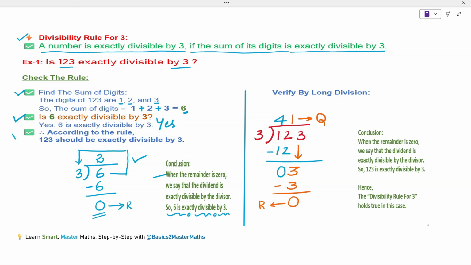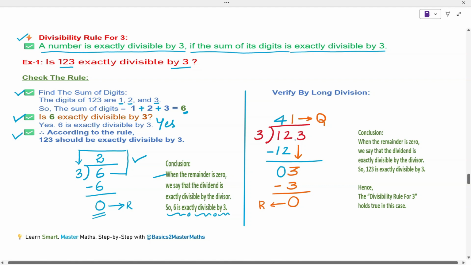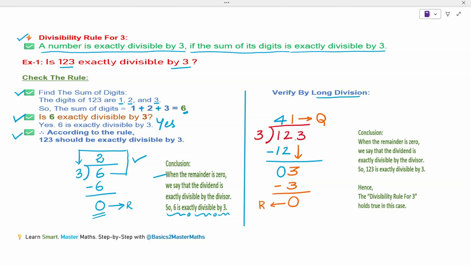Therefore, according to the rule, 123 should be exactly divisible by 3. Now, let us verify the correctness of the rule by using long division. When we divide 123 by 3, we get 0 as the remainder. When the remainder is 0, we say that the dividend is exactly divisible by the divisor.